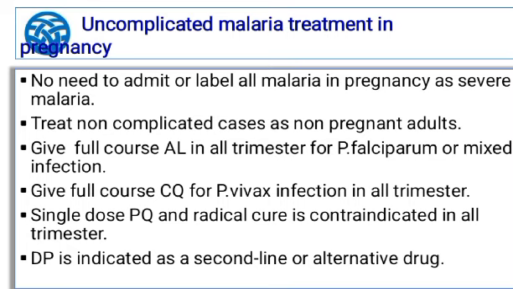Uncomplicated malaria treatment in pregnancy. No need to admit or label all malaria in pregnancy as severe malaria. Treat non-complicated cases as in non-pregnant adults. Give full course Quartem or AL in all trimesters for Plasmodium falciparum or mixed infection. Give full course chloroquine for Plasmodium vivax infection in all trimesters. Single dose primaquine and radical cure are contraindicated in all trimesters. DP is indicated as a second line or alternative drug.